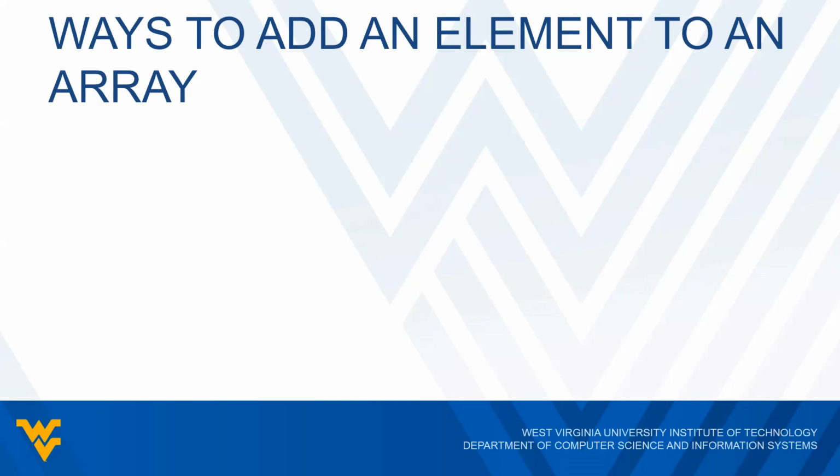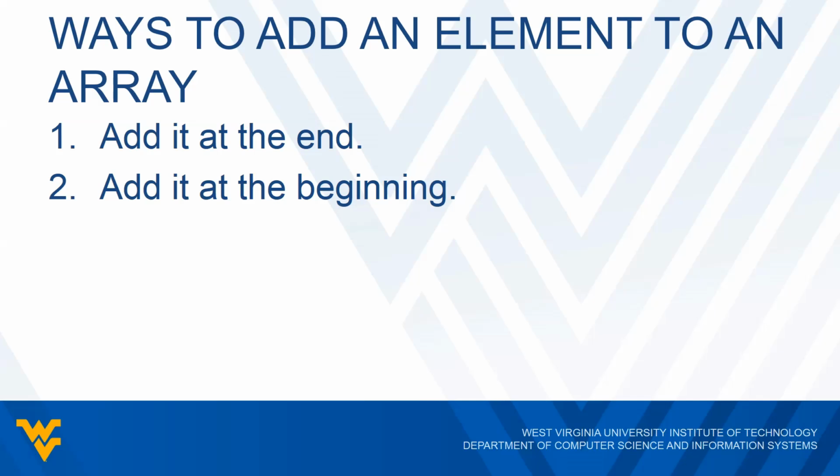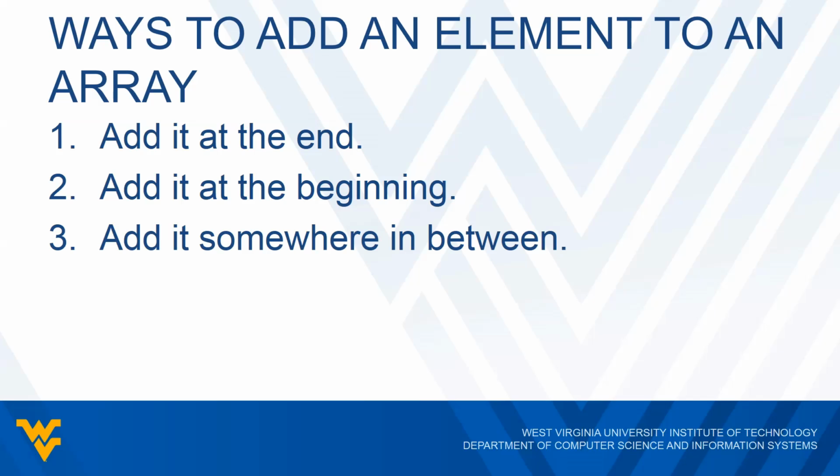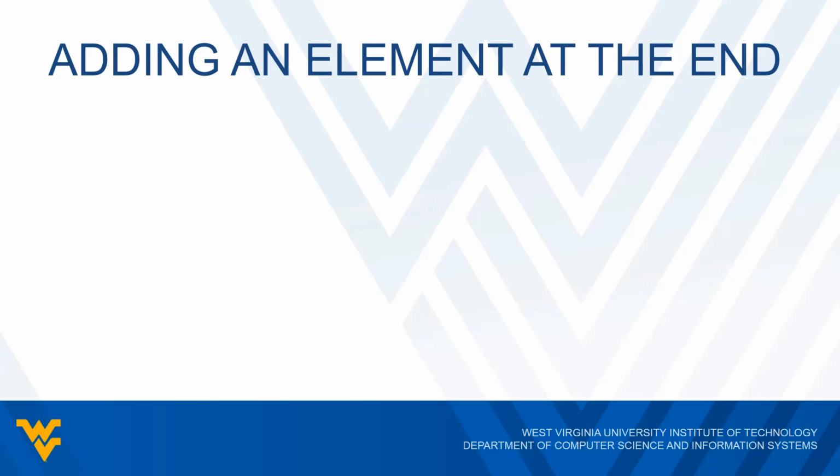Now we're going to talk about three different ways we can go about adding an element to an array. So one option is that we would just add it to the end of the array. Another option is that we can add the element at the very beginning of the array. And then our third option is we can add an element somewhere in between. We'll start by looking at how we would add an element at the end of the array.